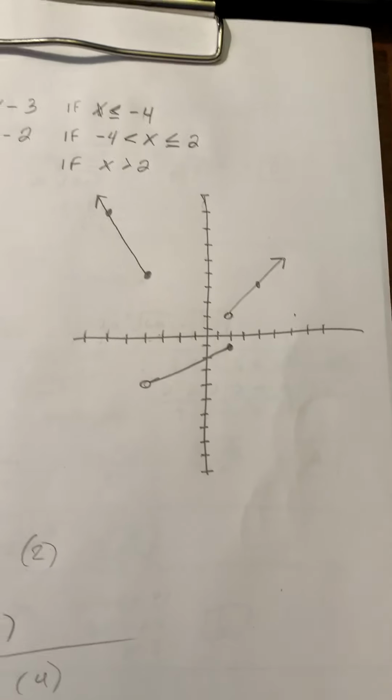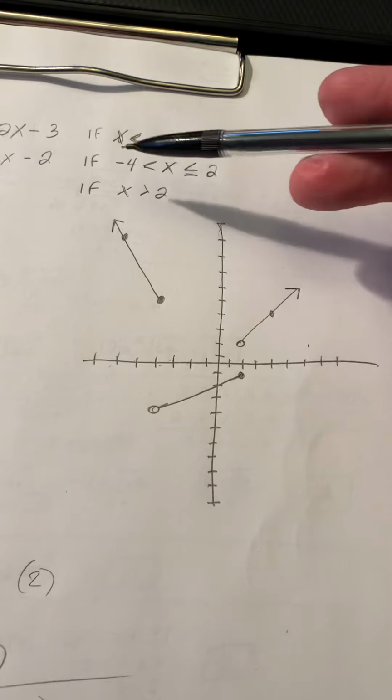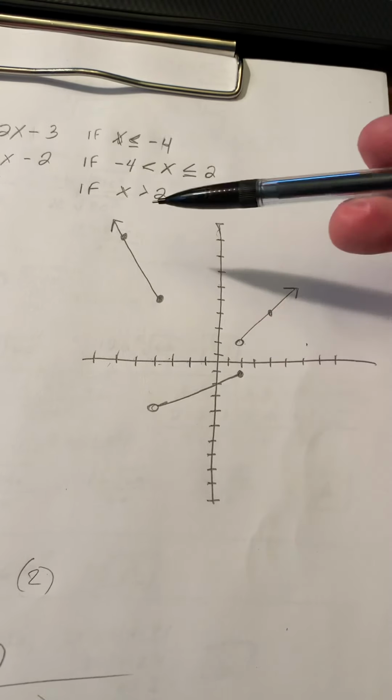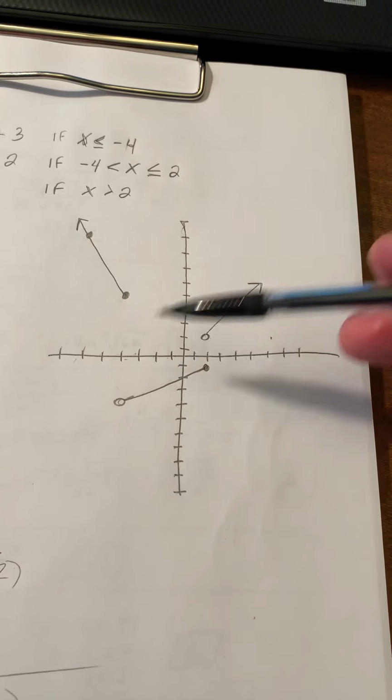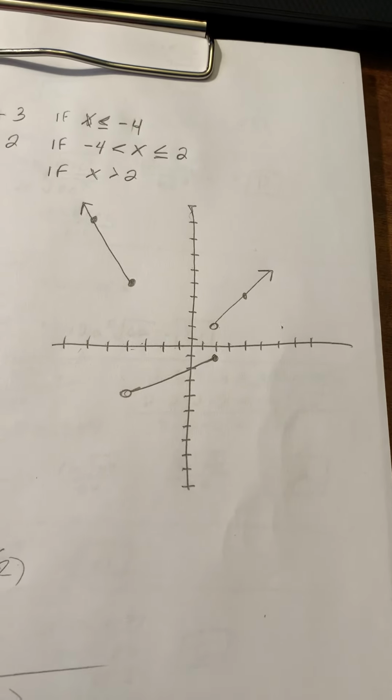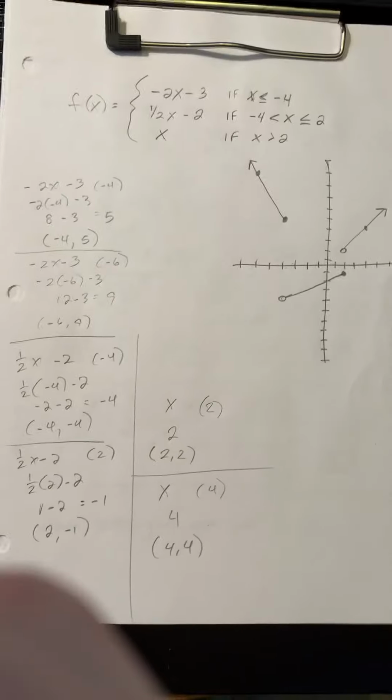So that is the graph of the piecewise function. You'll notice it passes the vertical line test everywhere because there's no place where it overlaps with 2 closed dots or lines crossing. It doesn't do that. This is the way we graph a piecewise function.